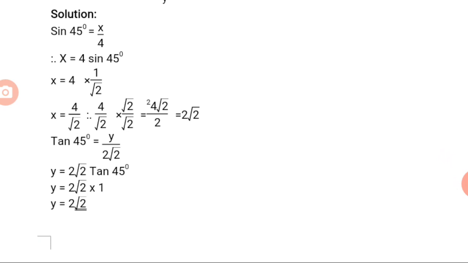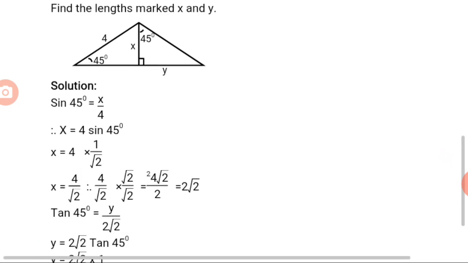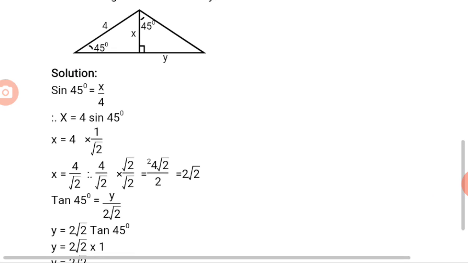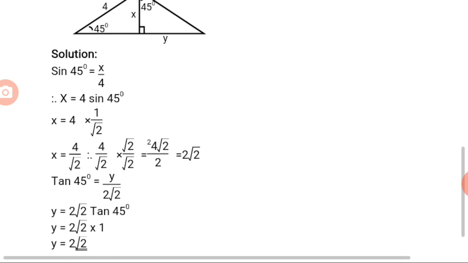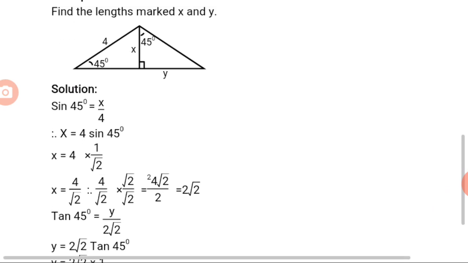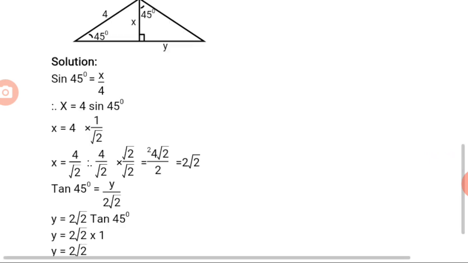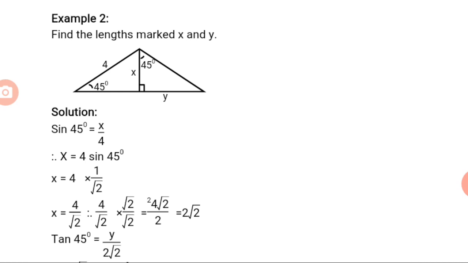It means that x equals to what? X is equal to y. Are we together? X is equal to y. Are we together? It means that this triangle is an isosceles triangle. The other triangle is an isosceles triangle because the two sides are equal. Are we together? So it's very simple.